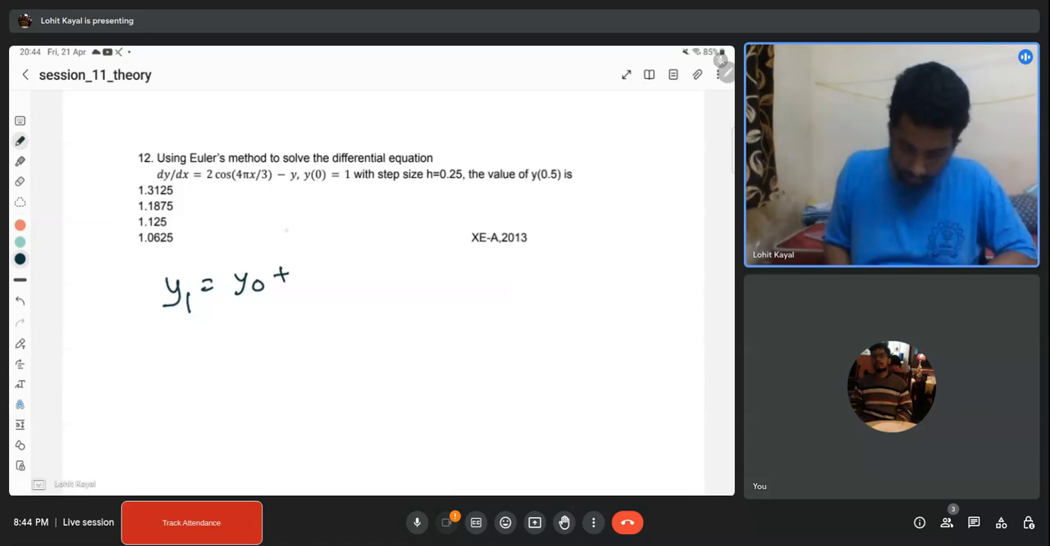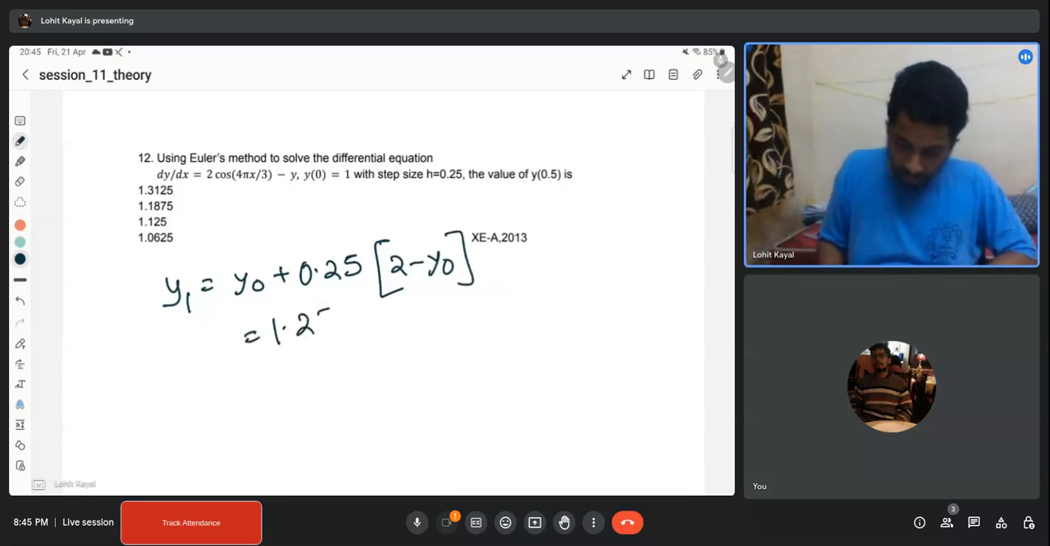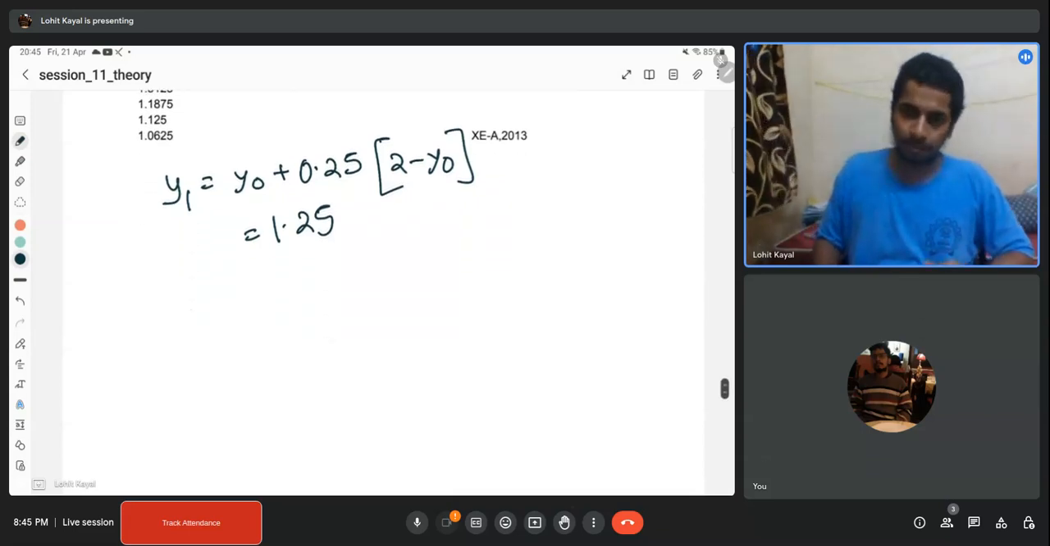So y1 equal to y0 plus 0.25 into 2 cos of that thing, and this is 0. So it will give me 2 minus y0. Finally, you will get the answer to be 1.25. Just verify, this is a very straightforward calculation.